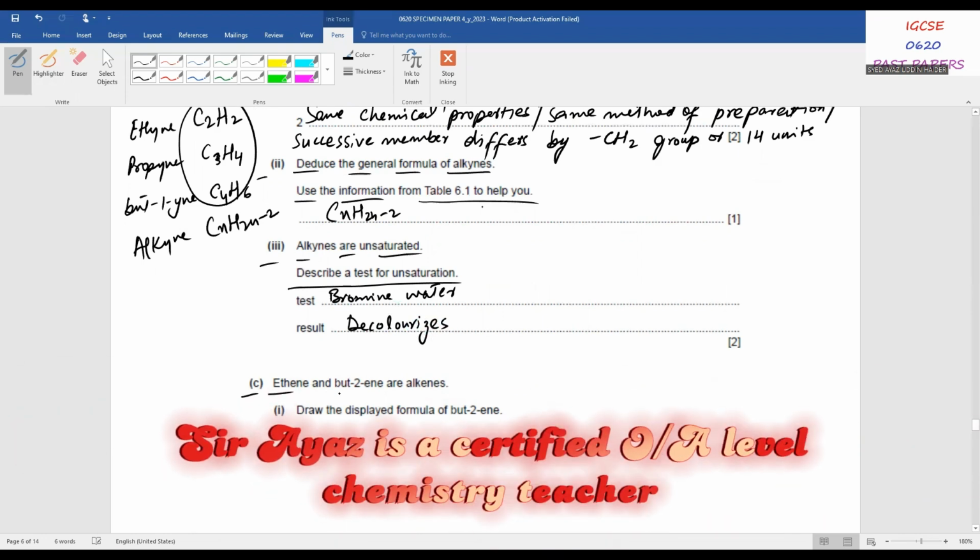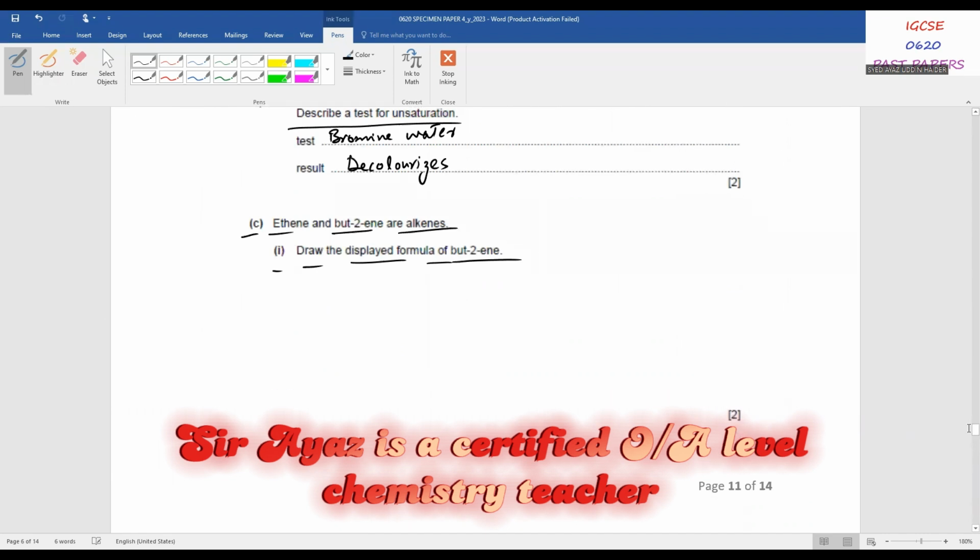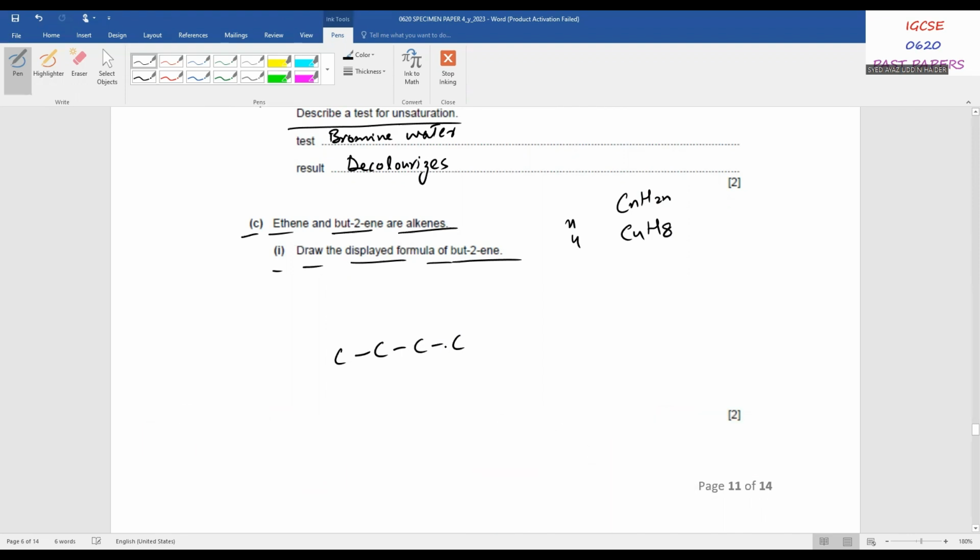Number C, ethene and butene are alkenes. Draw the displayed formula of butene. They're asking you to draw the displayed formula for butene. You know the formula for butene. The value of n should be 4. It's an alkene, so you know the general formula CnH2n. Putting these values in, you will get C4H8. So there must be 4 carbon atoms: 1, 2, 3, 4.